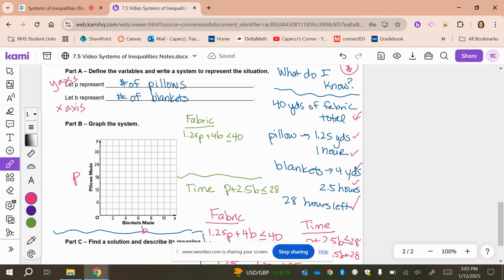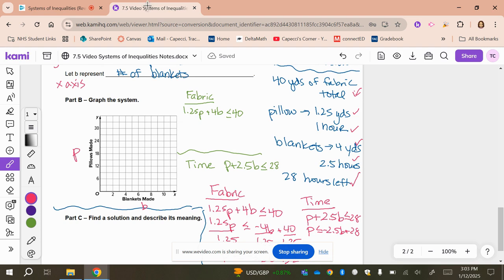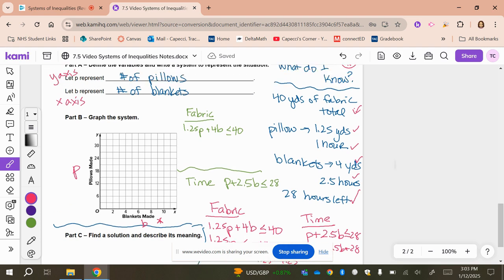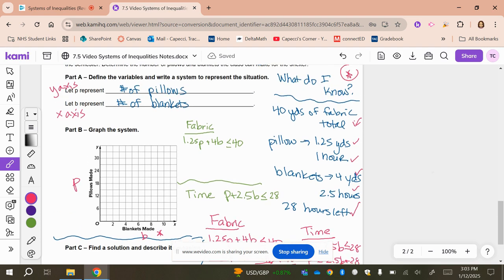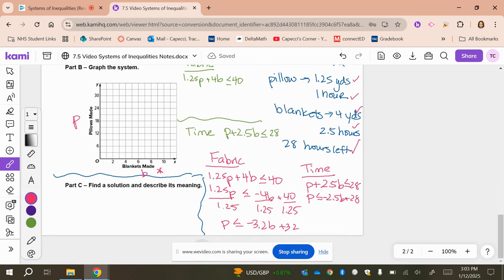Okay, so I noticed they already gave us the graph. So I noticed that blankets made is on the x-axis. So I marked that there. And same thing, pillows are on the y-axis.